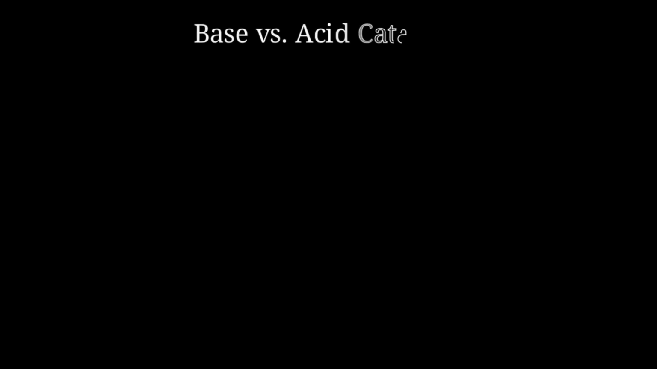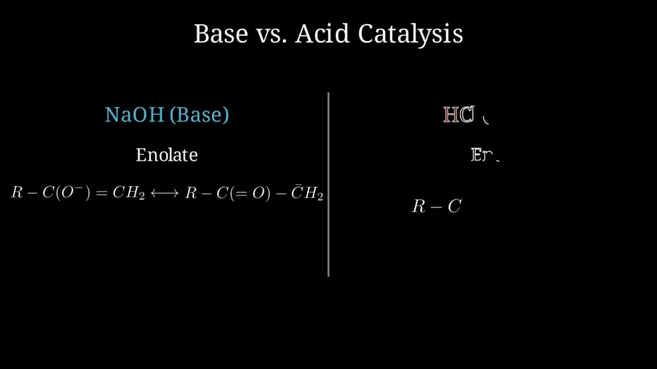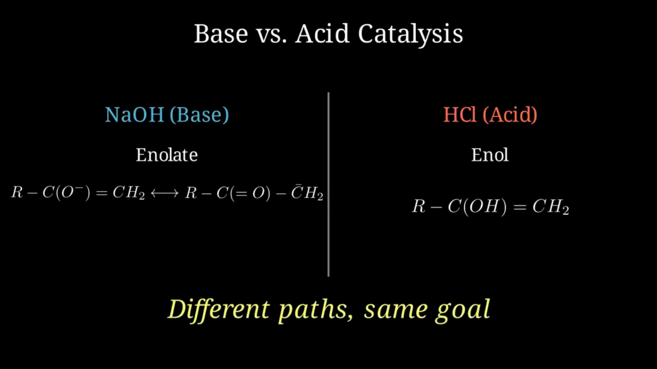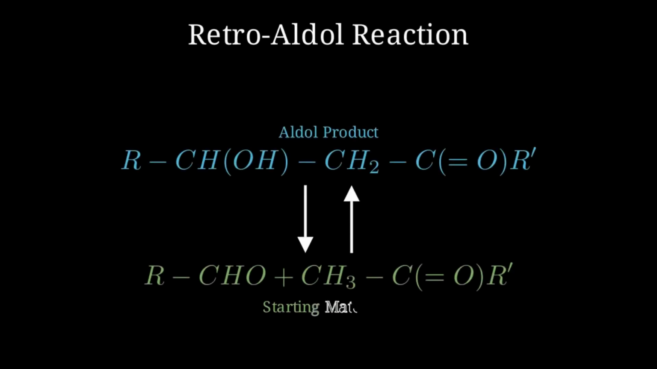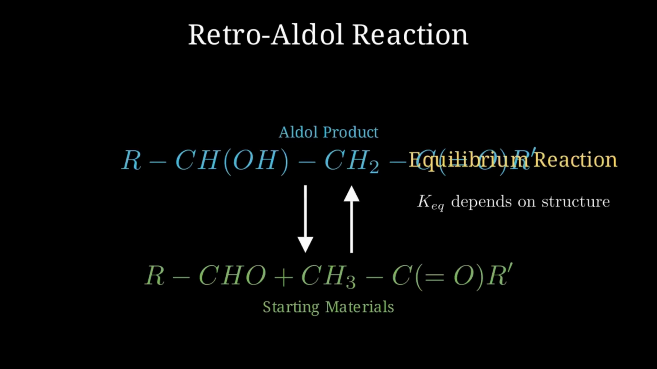While we focused on the base-catalyzed mechanism using enolates, aldol reactions can also be acid-catalyzed. In acidic conditions, the reaction proceeds through an enol intermediate instead of an enolate ion. It is important to remember that the aldol reaction is an equilibrium. Under certain conditions, the retroaldol reaction can occur, breaking the beta-hydroxycarbonyl back down into its original components.